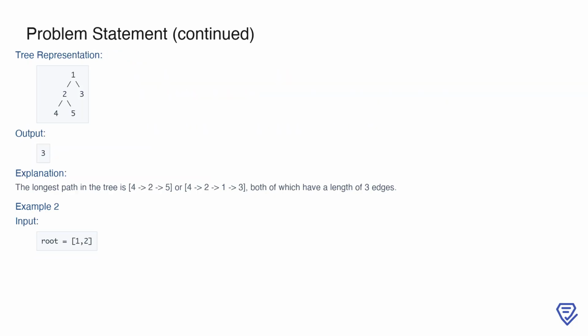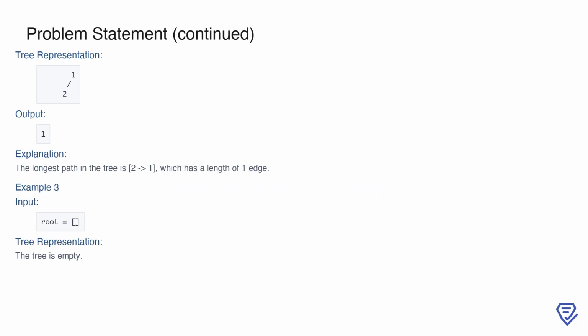To better understand this, let's look at the first example. Here, the tree is represented as node 1 at the root, with nodes 2 and 3 as its left and right children respectively, and nodes 4 and 5 as the left and right children of node 2. The longest path in this tree connects nodes 4 and 5, passing through node 2. Alternatively, the path could also extend from node 4 to node 3, passing through both nodes 2 and 1. In both cases, the path length is 3 edges, so the diameter of the tree is 3. This is the output for this example.